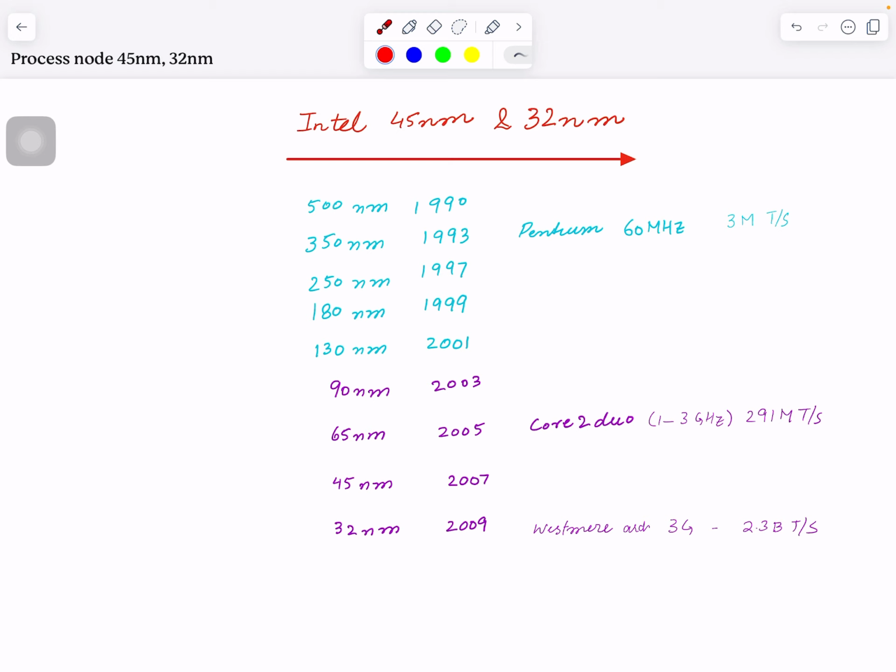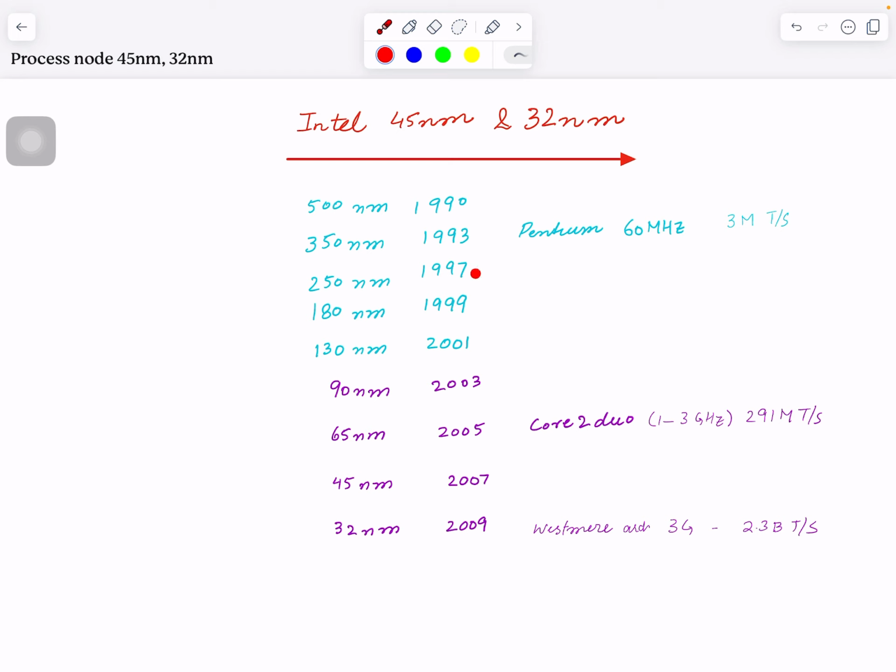0.35 micron or 350 nanometer in 1993. And I thought, okay, I need to complete this processor list. I think that would be very useful, even for people just to understand at a higher level. That was the first Pentium, and that was at 60 megahertz, right? And 3 million transistors in that.